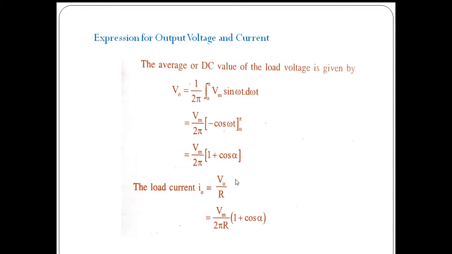Similarly, the load current is V naught by R, that is Vm by 2 pi R into 1 plus cos alpha. So this is the expression for output voltage and current of a single phase half wave controlled converter with resistive load: output voltage V naught equal to Vm by 2 pi into 1 plus cos alpha, and I naught equal to V naught by R.